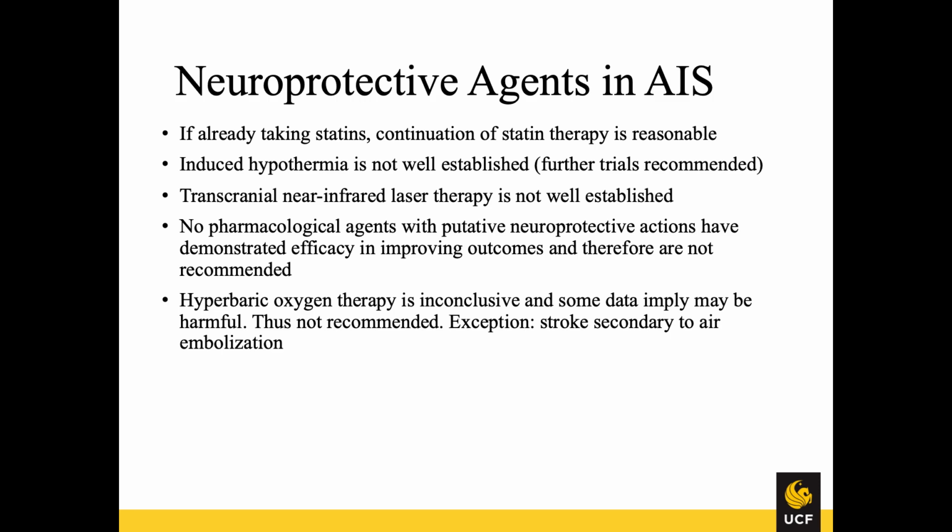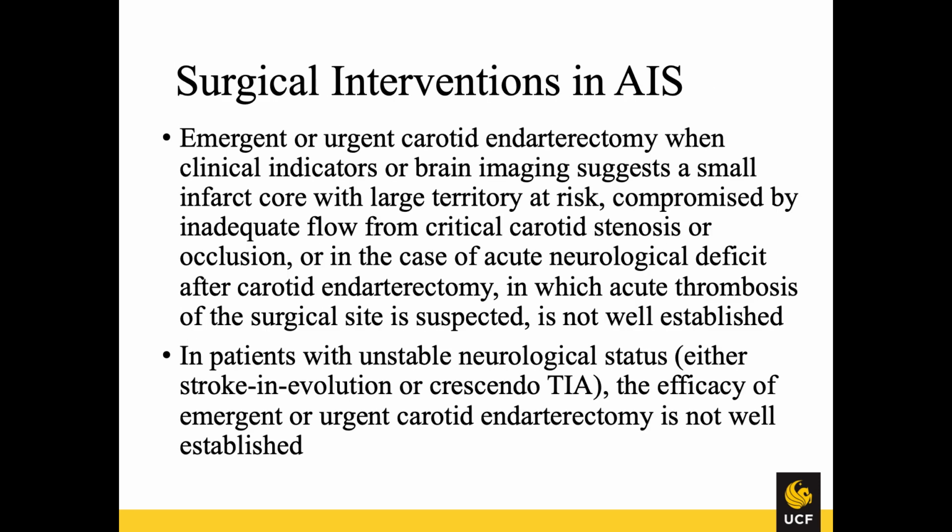No pharmacologic agents with putative neuroprotective actions have demonstrated efficacy in improving outcomes, so they're not really recommended. And hyperbaric oxygen therapy, unless they have an air embolism like we mentioned earlier, is not very helpful. Surgical interventions: emergent or urgent carotid endarterectomy, when clinical indicators or brain imaging suggest a small infarct core with large territories at risk, then they're going to get surgery, okay?